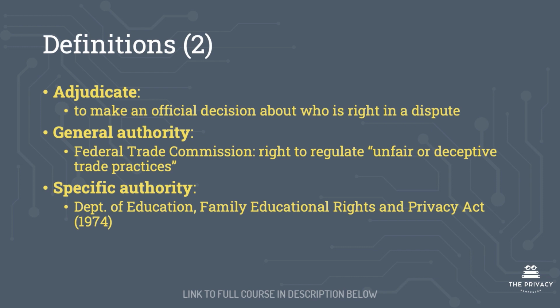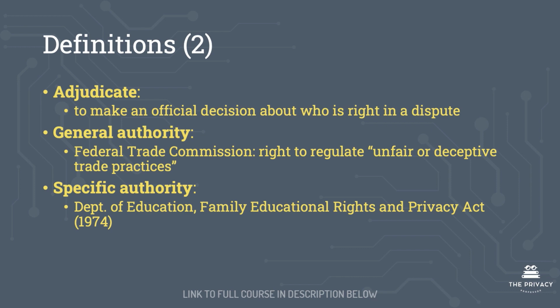When we're talking about the difference between a general and specific authority, we're usually doing so within the context of an executive branch agency or department implementing a law or enforcing a law or policy. A general authority would be for an agency to do something within a specific category. For example, the Federal Trade Commission, or the FTC, has the right to regulate unfair or deceptive trade practices. You'll see here that unfair or deceptive trade practices is quite broad, and that's intentionally so. And so this is a general authority.